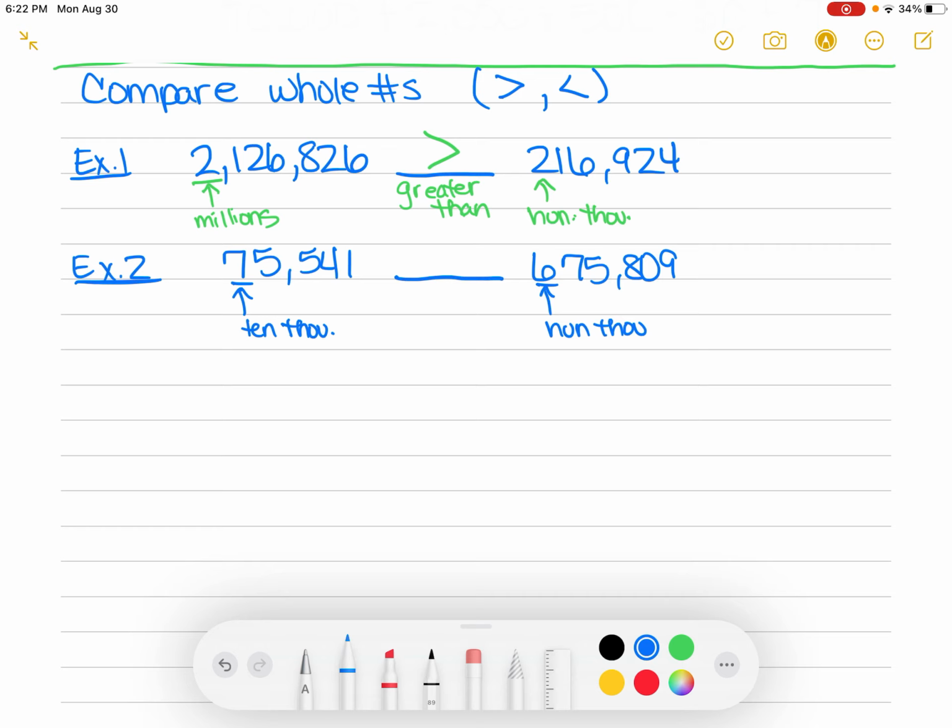So my inequality sign is going to open to the 675,000. So this means less than. And the reason it means less than is because the number on the left is less than this number. It's like you're reading in a book. You start on the left side and read this way, right? So if I was going to say this, I would say 75,541 is less than 675,809.